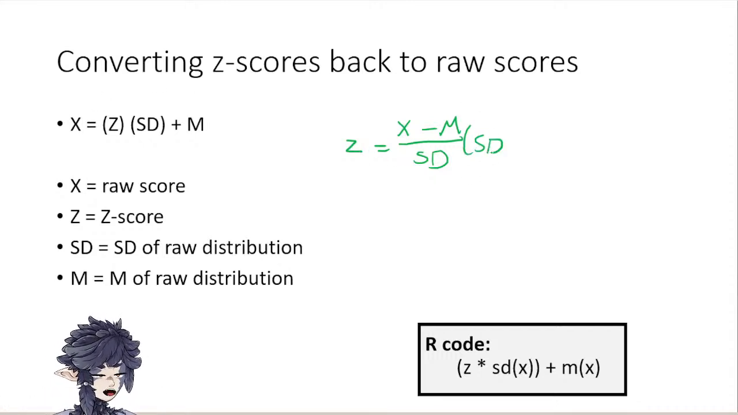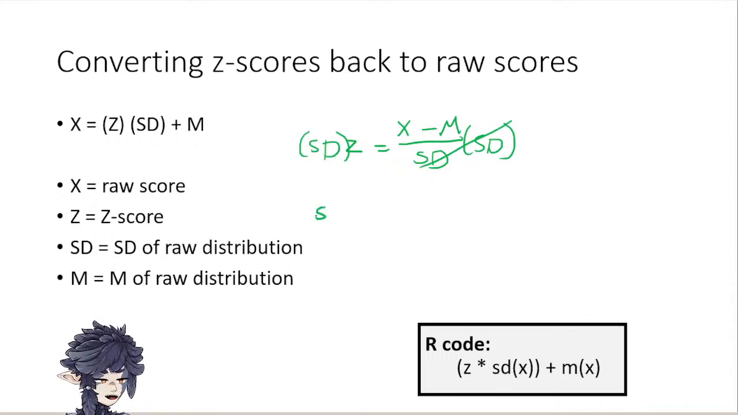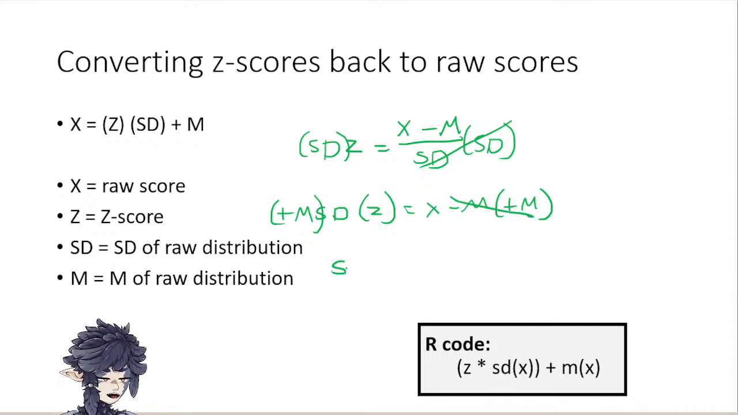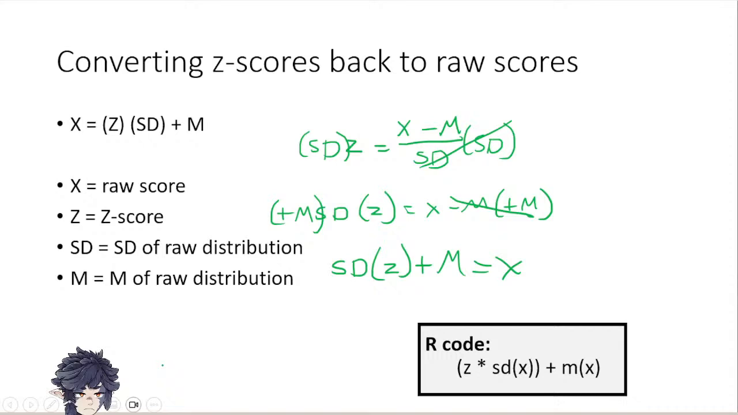First, we multiply both sides by the standard deviation, and that gets rid of that. So that's the standard deviation times z is equal to x minus M. Add M to both sides, add the mean to both sides. That cancels out, and we end up with the standard deviation times z plus the mean equals the score. So that's how you can convert back and forth. I am sorry that these two things reversed in how I was doing that, but really multiplication doesn't care about order.